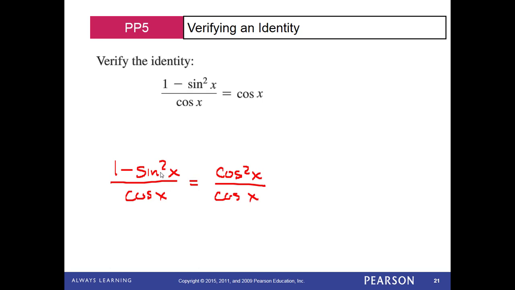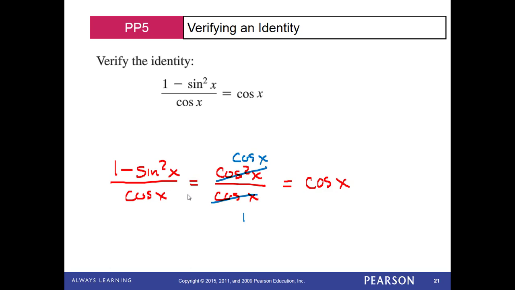Because on top you have 2 of them and on the bottom you have 1 of them, these can be cancelled, leaving you an extra cosine of x on top, which gives you cosine of x, and you have proved what you started with. You went from the left side all the way to the right side with equal signs, showing all the way through using identities. Perfect. We verified that those two are just identities. They mean the same thing.